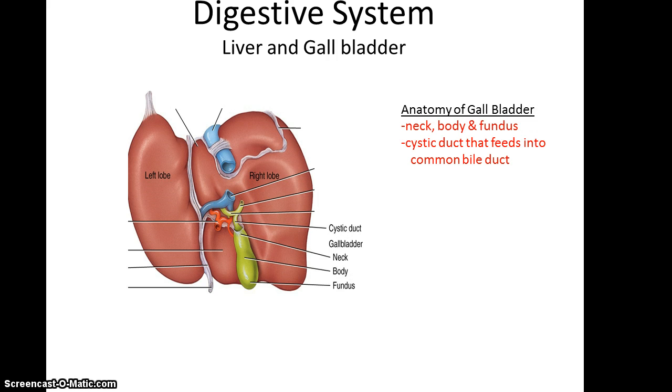You also have the gallbladder associated with the liver. The gallbladder has its own neck, body, and fundus. It also attaches to the cystic duct that feeds the bile it stores into the common bile duct.